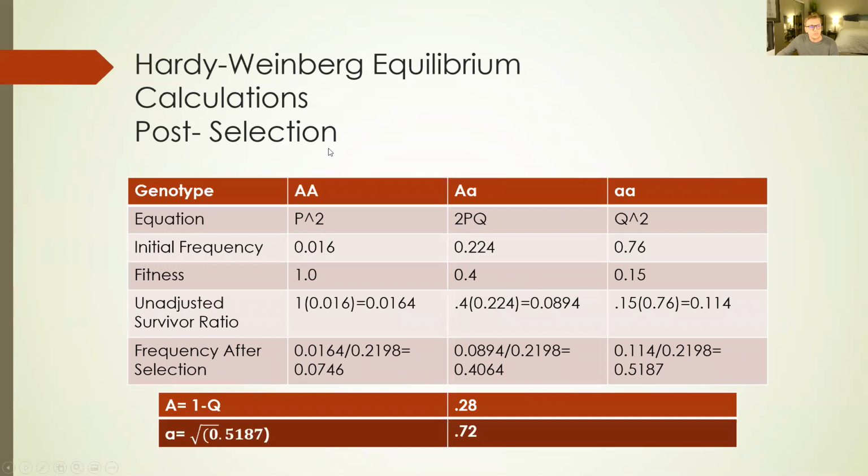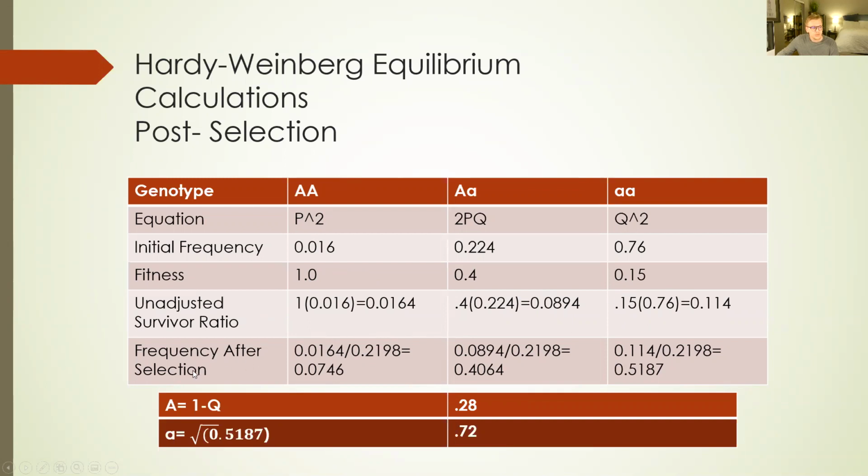So now if we look at post-selection, we're going to look at a new element called fitness. Basically, this means that in this new world, this warmer world, small corollas are favored because we have those smaller pollinators, right? So increased fitness for that size class. And we do this across the board, and we calculate our unadjusted survivor ratio, because not all are going to survive in this new world.